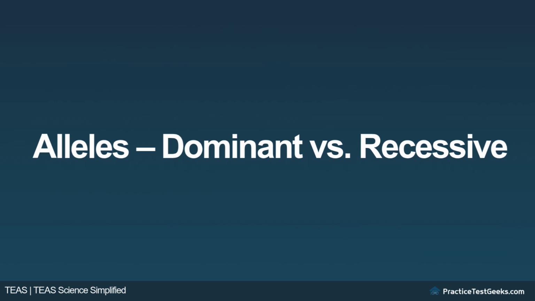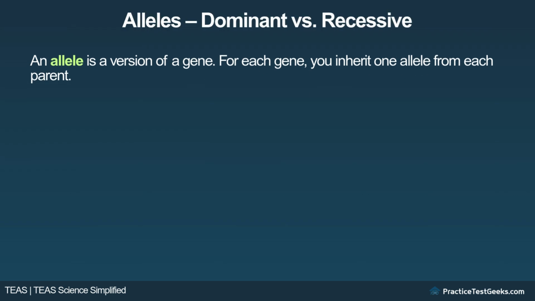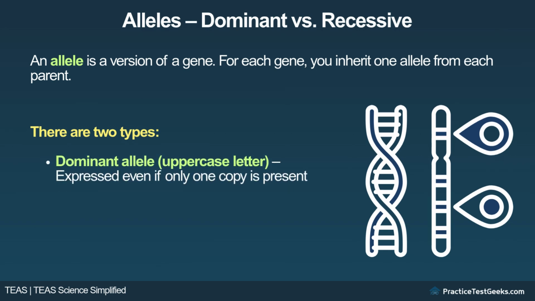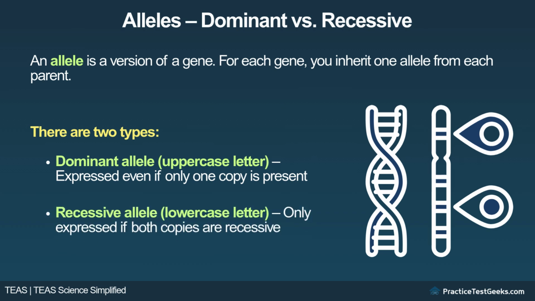Now, let's talk about alleles. These are different versions of the same gene, and for every gene, you get 1 allele from each parent. There are 2 main types. A dominant allele is represented by an uppercase letter and is expressed even if there's only 1 copy. A recessive allele is written as a lowercase letter, and it only shows up if both copies are recessive.